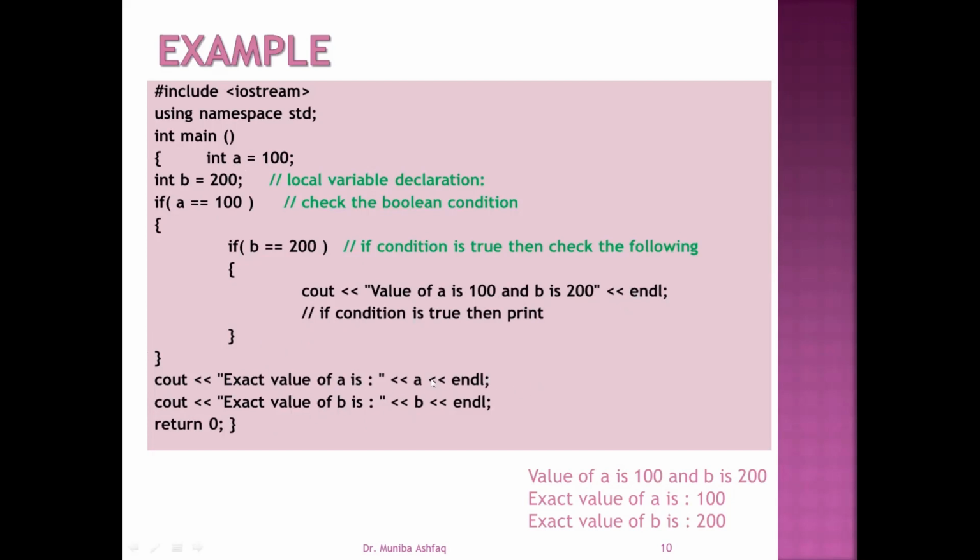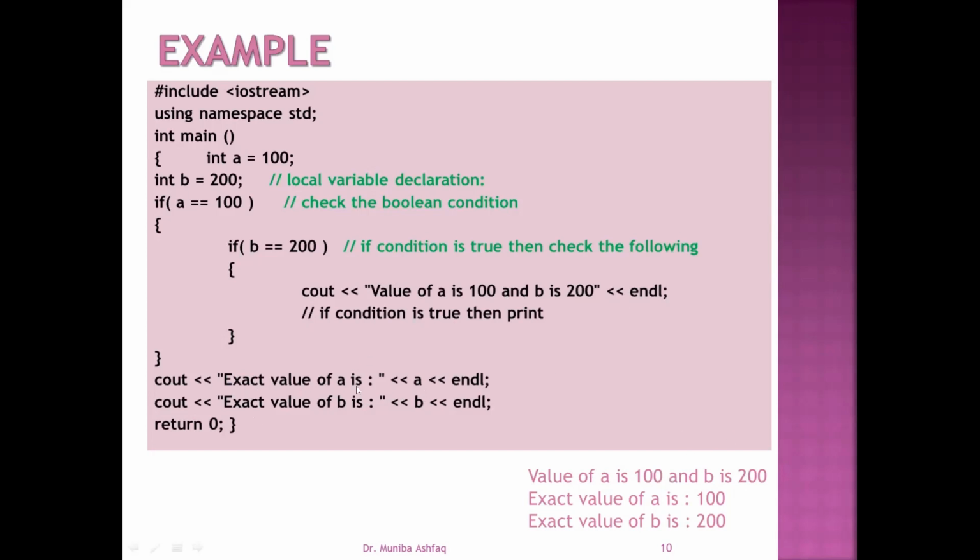That the exact value of a is a. So whatever the value of a, it would be displayed on the screen. Exact value of b. So whatever the value of b, it would be displayed on the screen. So the value of a is 100 and b is 200. This is the output, which is this statement. This would be displayed on the screen.